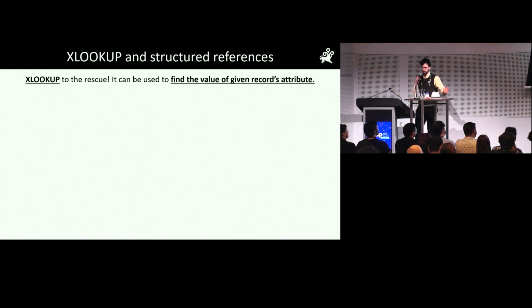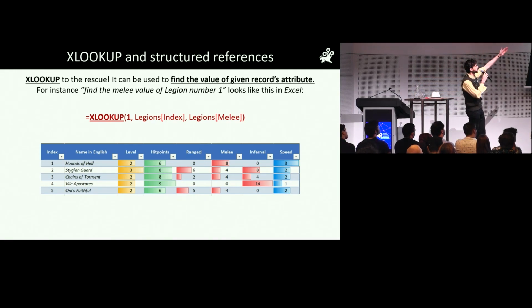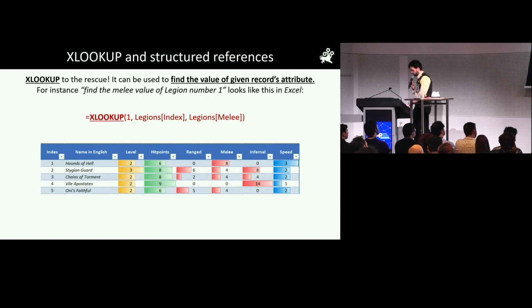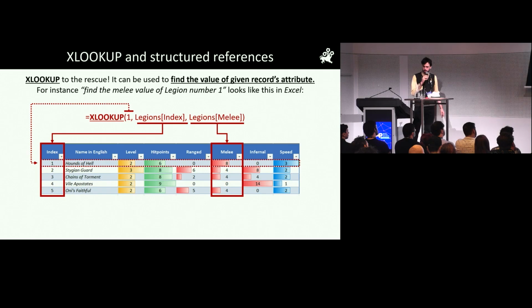It lets us find the value of a given record's attribute. It's a bit of a mouthful, but essentially, if I want to, say, find the melee attribute of Legion number 1, the formula is going to look like this. Look up, find the 1 in Legion index, and return Legion melee. We've got square braces now. What's going on? So Legion index is this thing over here. We find the 1, and then we find the crossover with Legion melee, and we return 8.